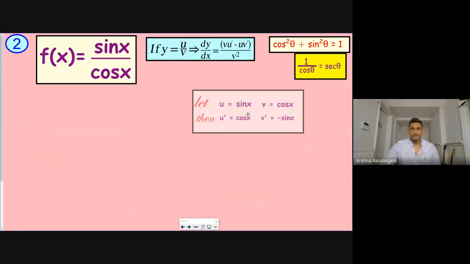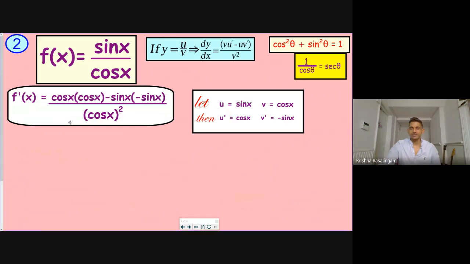Again, u is sin x, the denominator is v, so that would be cos x. Sin differentiates to cos, so u dash is cos x. However, cos differentiates to negative sin. That's important because we need that sign change here. So when I sub into the formula, I've got cos x times cos x minus sin x times minus sin x. Those two negatives make a positive.